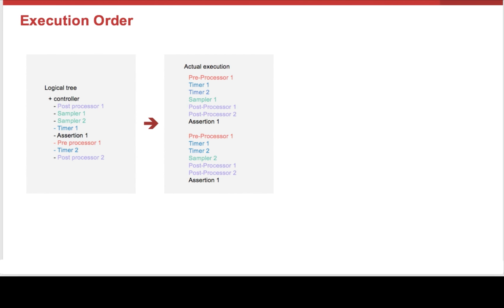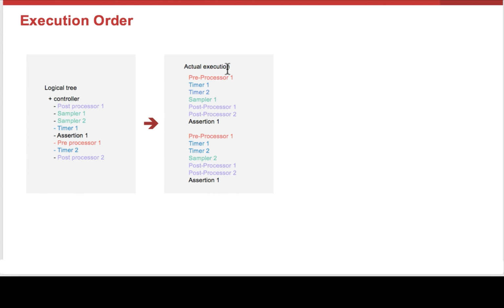Finally, I would like to show you an example of how the order of the elements would be when executing this test. So on the left side, we have a logical tree which contains a controller. Inside that controller, we have a post-processor 1, then a sampler 1, a sampler 2, one timer, assertion 1, preprocessor 1, second timer, and post-processor 2. So what is going to be the order of execution?